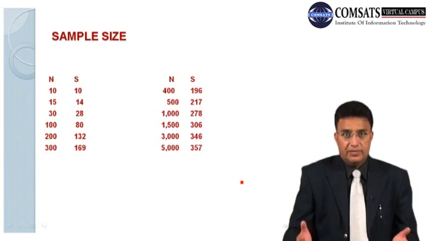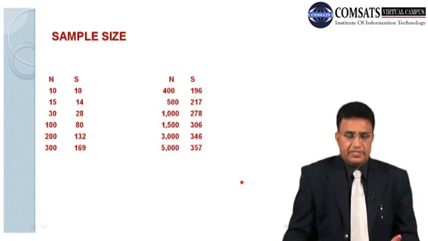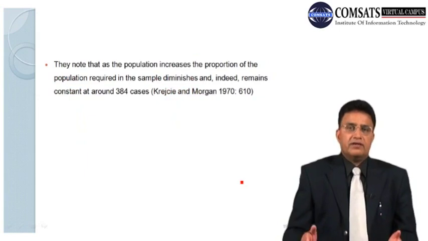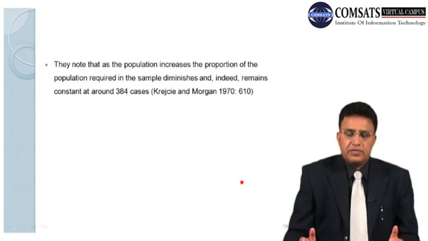And if you increase almost double, or 60%, from 3,000 to 5,000, the sample increase is just 11, from 346 for 3,000 to 357 for 5,000. So they conclude that as the population increases, the proportion of the population required in the sample diminishes, decreases, and indeed remains constant at around 384 cases.